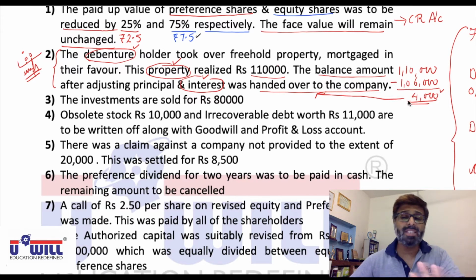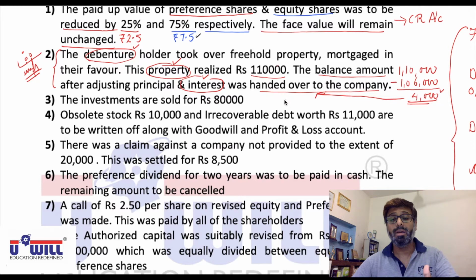Again, this is no fixed rule. This all will change from question to question. But closing of accounts and capital reduction account will remain the same. Cash depends on whether they are receiving more amount and handing it over to the company or not. So what we shall do is understand this.